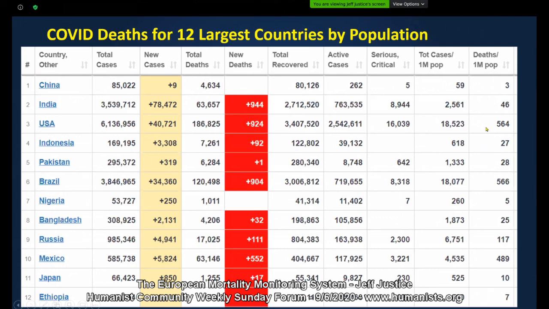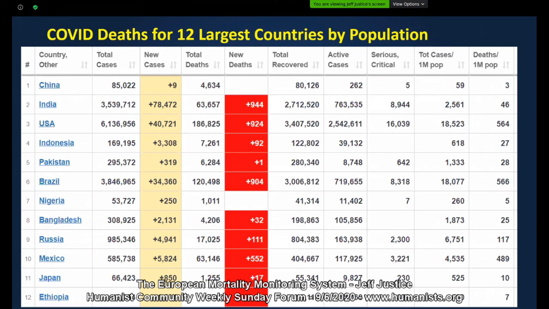Now, we like to think that our health system works well. So we like to think that our number is accurate. And then there's Indonesia and Pakistan, Brazil, Nigeria, Bangladesh, Russia, Mexico. Now, Japan is interesting because it's a first world developed country with a very, very low death rate. And most people believe the Japanese numbers.